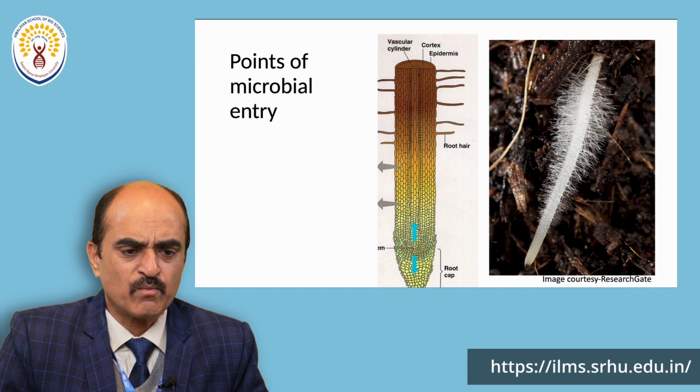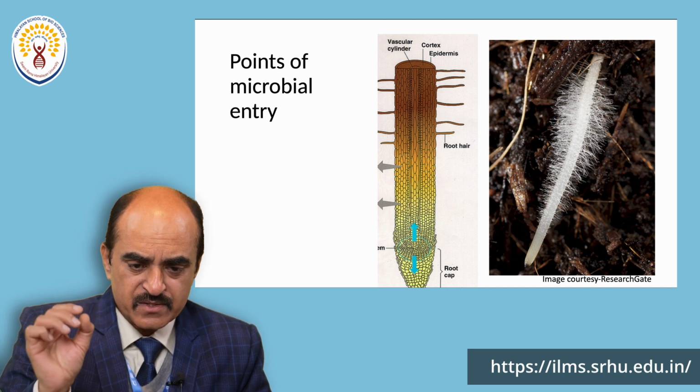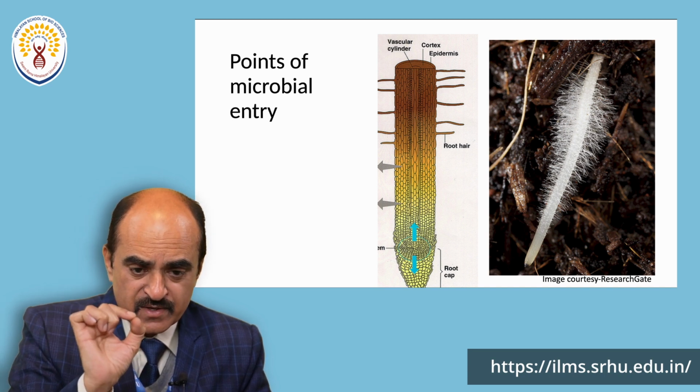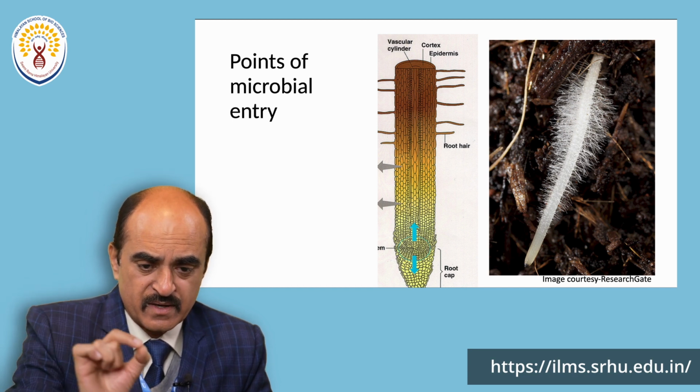Now, this picture shows the points of microbial entry. When the root hair emerges, the portion of cells becomes very weak, and sometimes they break down. When they break down, then the microbes can make their entry.